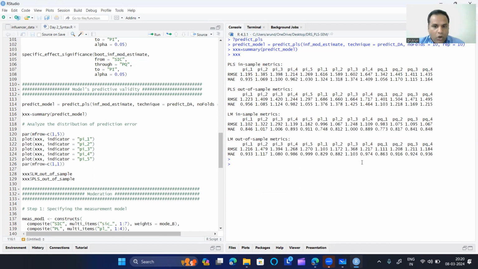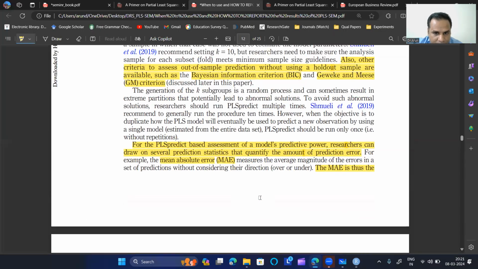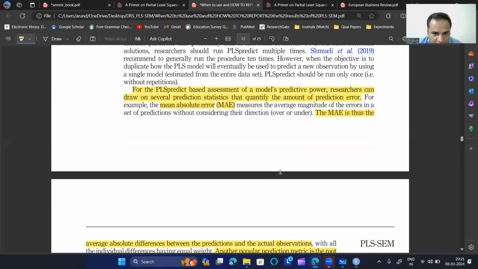Now the authors say if your errors are normally distributed, then you should go for RMSE. But if you feel that your errors are not normally distributed, then in that case you should go for MAE. But again, they have not used the term normally distributed. Actually, there is a specific term. Here, if you see, just a second.